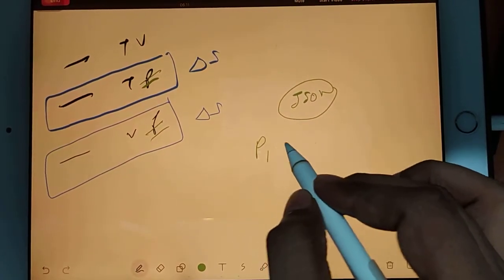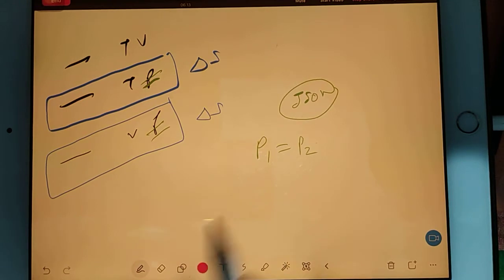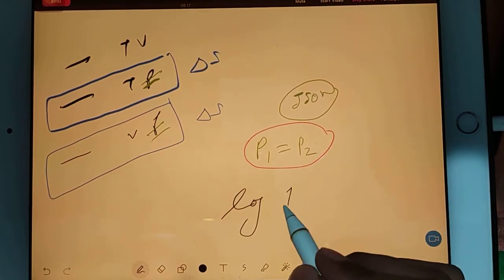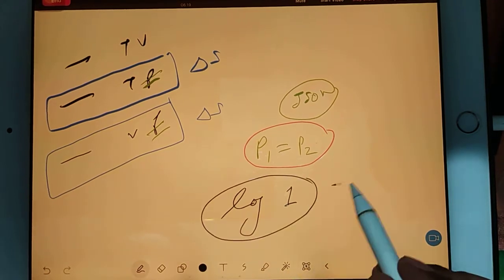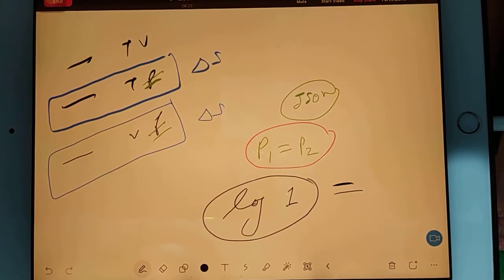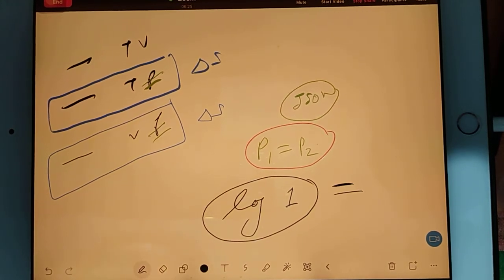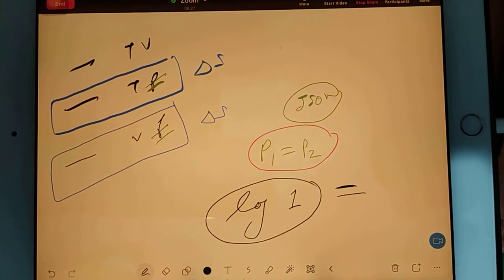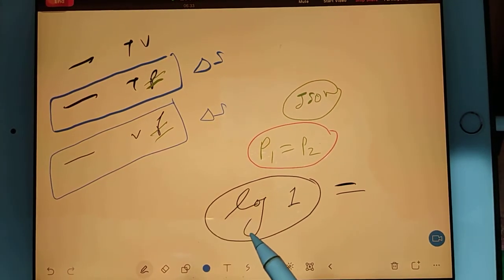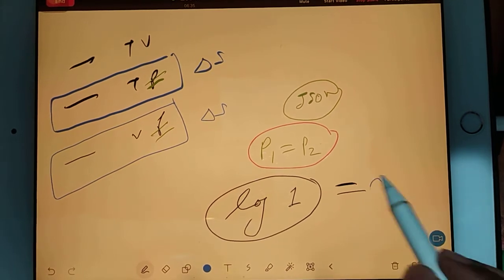If P will not change, then P1 is equal to P2. Always keep in mind a math term. Whenever you have log of 1, it gives you an answer of how much, guys? Reply. I was asking what is the value of log 1. So the log 1 value is actually 0.